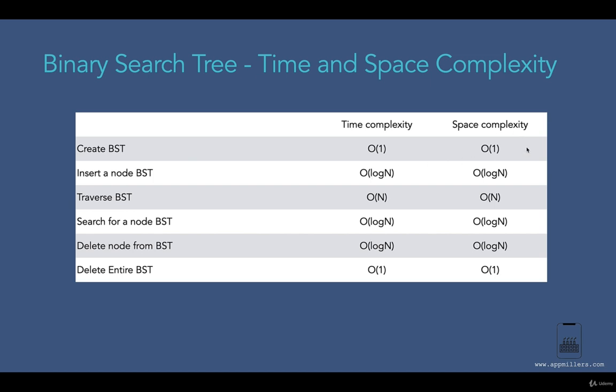And the space complexity is also O(log n), because in this case we are calling our method recursively for either the left child or the right child. So that's why space complexity is O(log n).